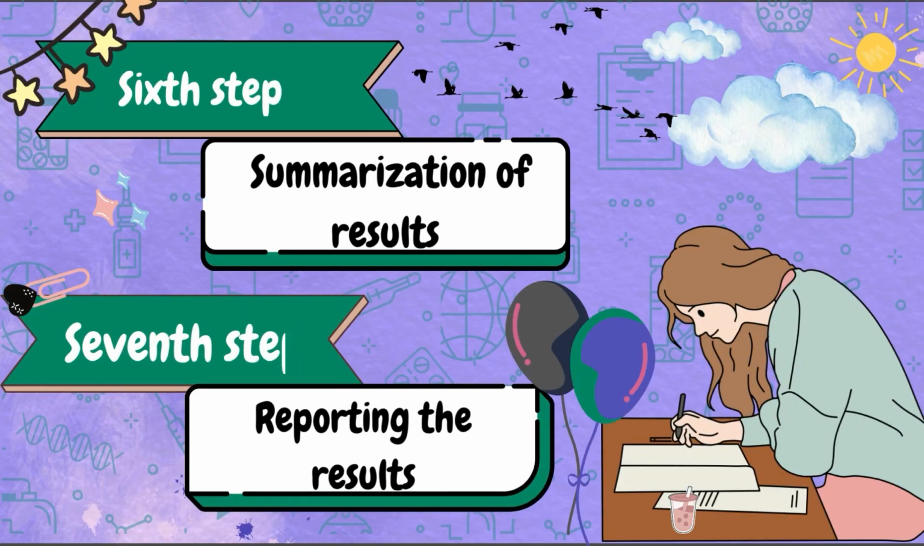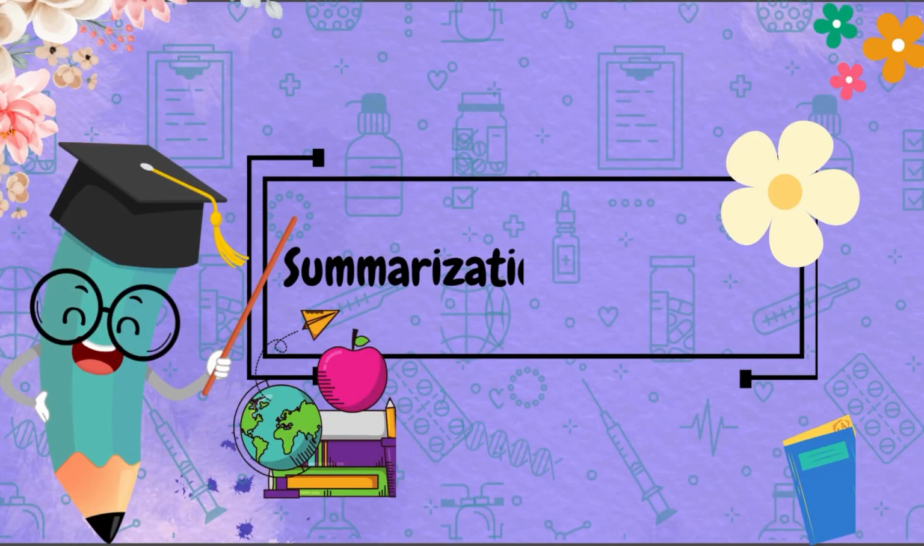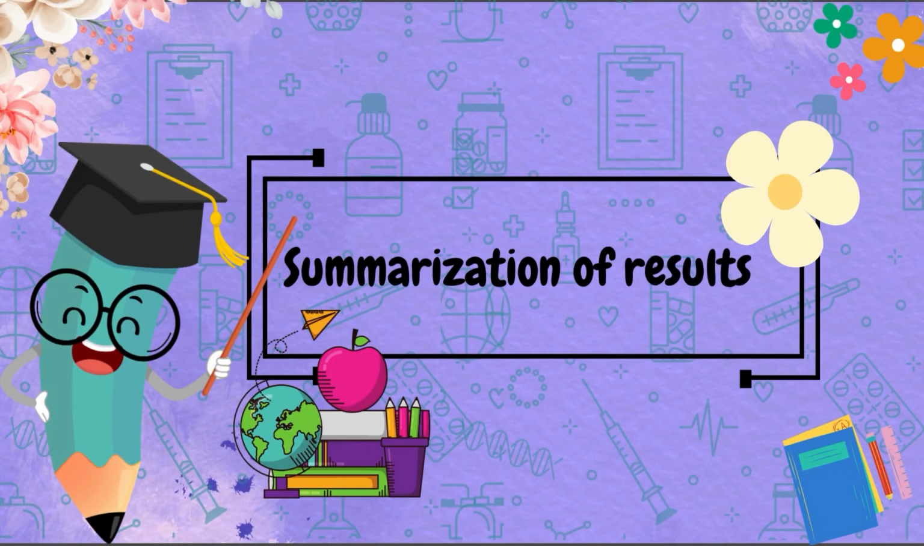Hello. Today we will talk about the sixth and seventh step of biological method. Sixth step of biological method is summarization of results. Seventh step of biological method is reporting the results. Let's talk about summarization of results in detail.